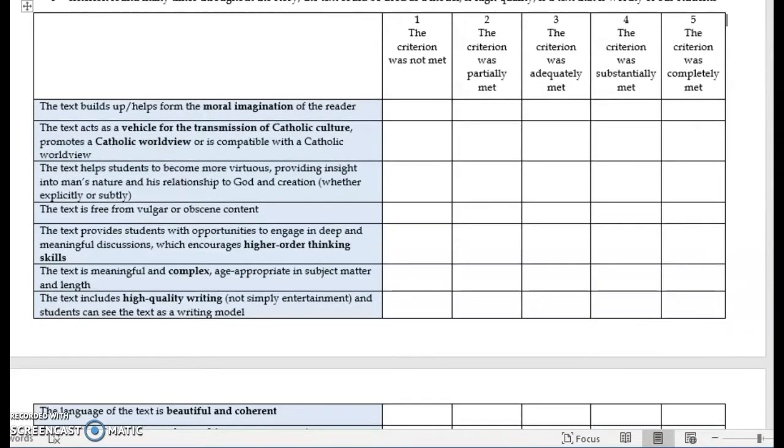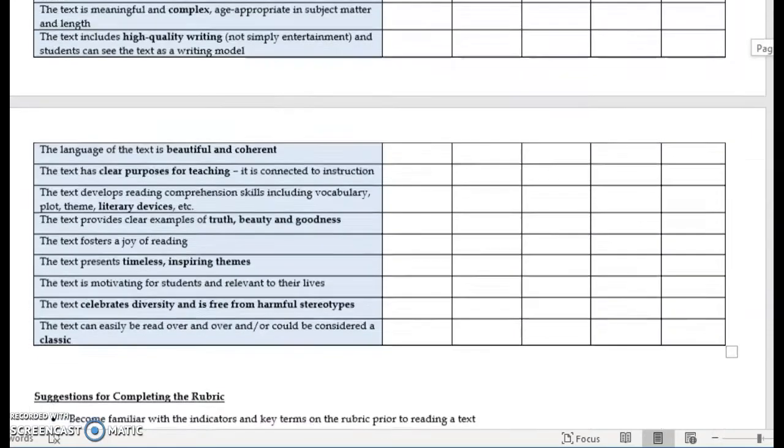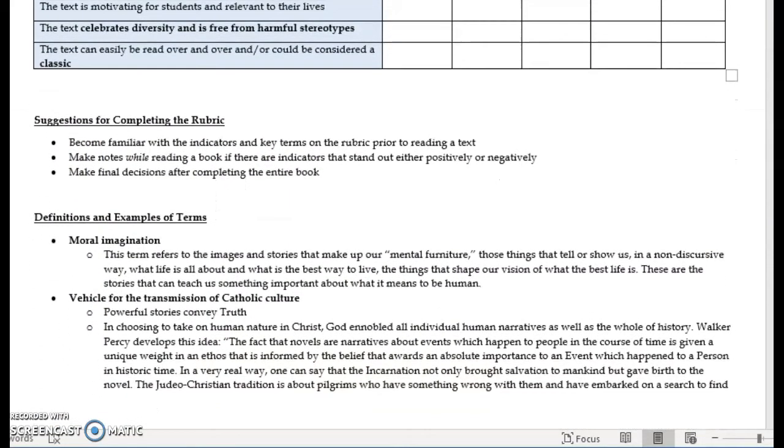So for each of these, you will select 1, 2, 3, 4, or 5, depending on the book that you're evaluating. So the text builds up or helps form the moral imagination of the reader. I'll go down here to our definitions and examples of terms.